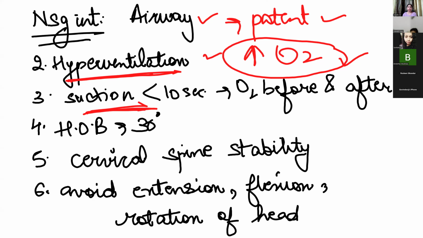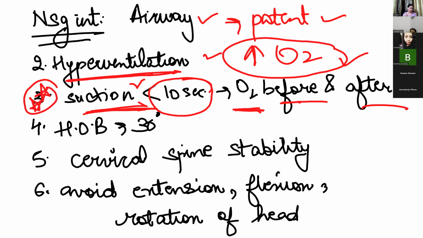Third thing, which is very important, whenever you have to suction the patient, it should be less than 10 seconds. It should not be more than 10 seconds. And you have to give oxygen before suctioning and also after. You have to first give the oxygen, then you will do suctioning, then again you will give the oxygen. Okay? You can put a star or highlight accordingly.